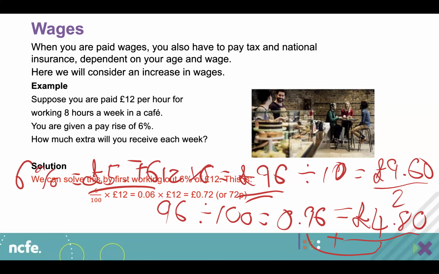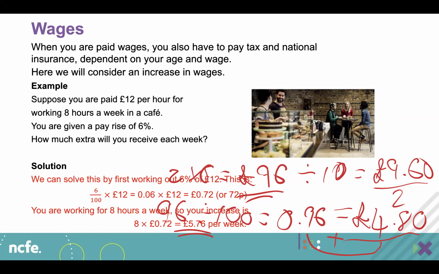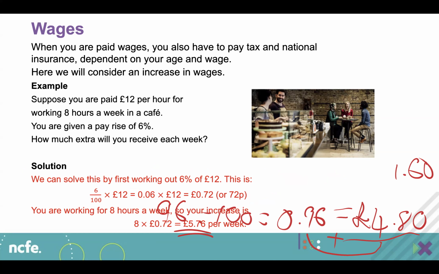So there's the answer if you see. So we work out 6%. They've just done it on a calculator. You can do that on a calculator or you can do it in your head like I did it. But yeah, the answer is £5.76 per week extra earning with the 6% increase.